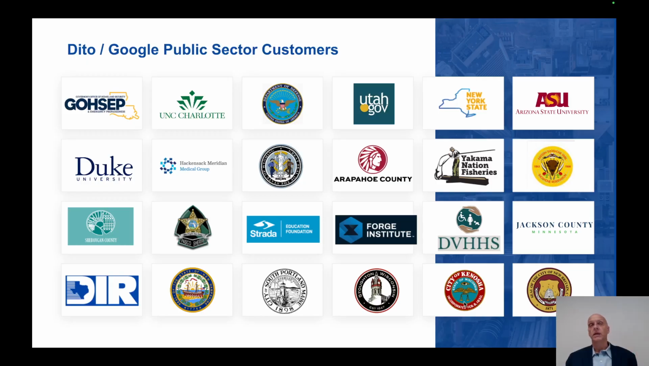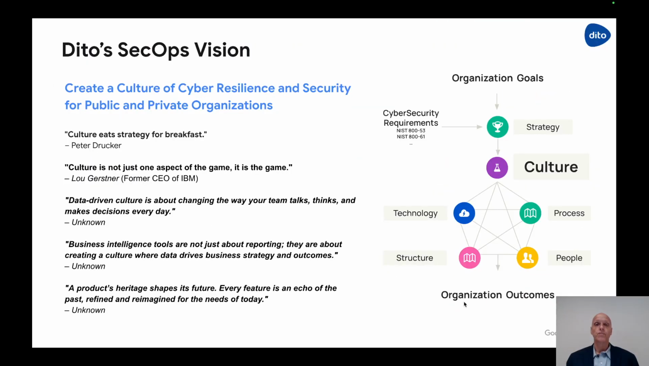These are some of our public sector customers. We're just highlighting the fact that Google is much better known in the marketplace than Dido, but we are not novices in this ecosystem. We have many customers in public sector and the commercial marketplace. One of the key differentiators, though, for Dido is our vision. And we really do believe that organizations need to develop a cyber resiliency and security culture. And this is how we approach everything we do.